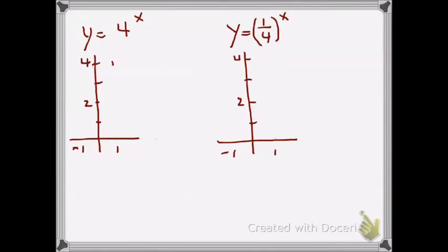And here are two exponential functions. The first one on the left has a base greater than 1, and it will be an increasing function. When x is 0, y is 1. When x is 1, y is 4. So we would have the function going up like so.